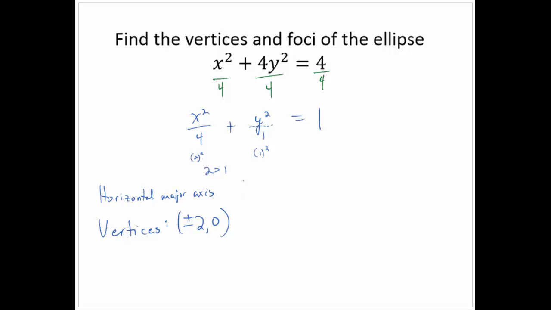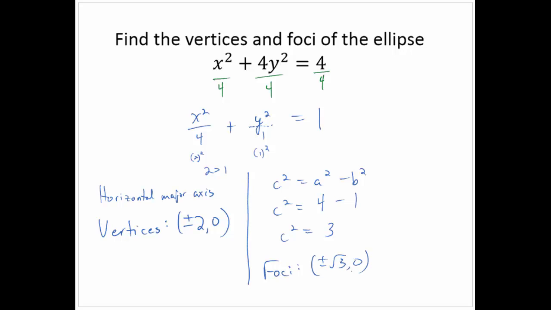All right, what about the foci? Well, we need to figure out what this c is. And c squared is a squared minus b squared. And so then c squared would be 4 minus 1. c squared is 3. So then c is plus or minus root 3. And so then the foci are at plus or minus root 3, comma 0.